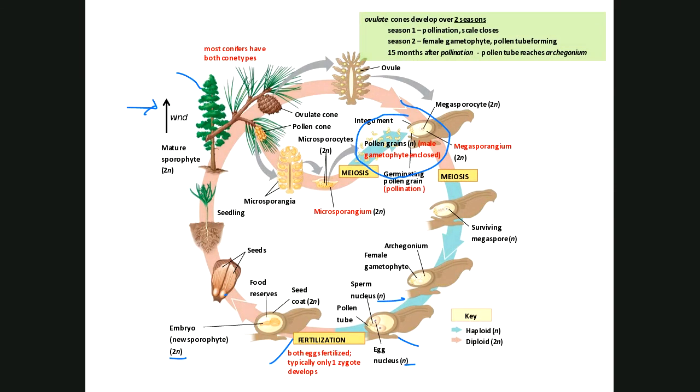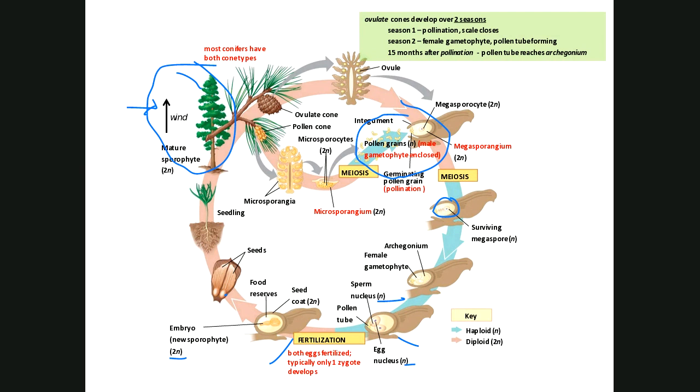All right, and then, of course, those go off and find hopefully someplace to germinate, and a seedling grows. So we still, again, have that alternation of generations, right? We still have a multicellular sporophyte. We still have a multicellular gametophyte, just kept microscopic, okay?